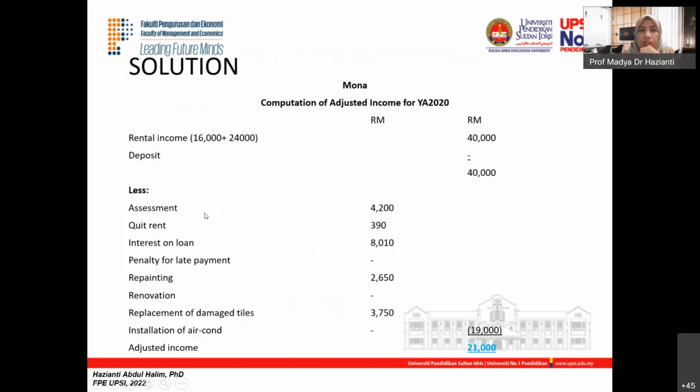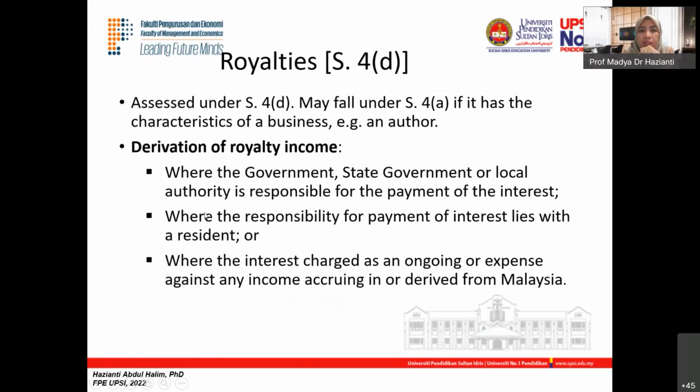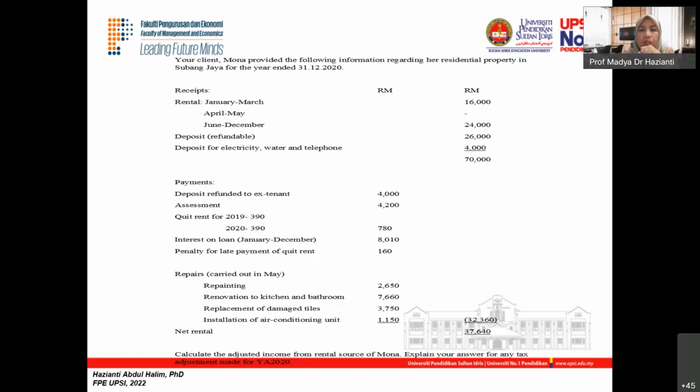Alright, kita buat satu soalan je untuk Mona ni. And then the rest kita sambung next week. Okay, so here we have your client Mona provided the following information regarding her residential property in Subang Jaya for the year ended 31st December 2020.